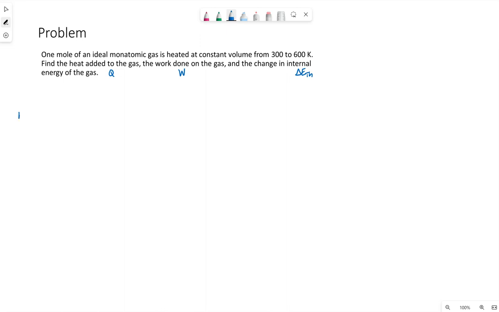So we want Q, we want the work W, and delta E thermal, the change in internal energy. Okay, so 1 mole, monatomic. That's going to be important. Constant volume, this is our specific process. The initial temperature is 300 Kelvin. The final temperature is 600 Kelvin.